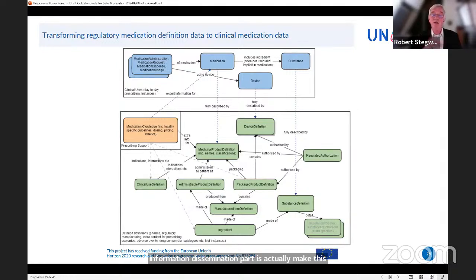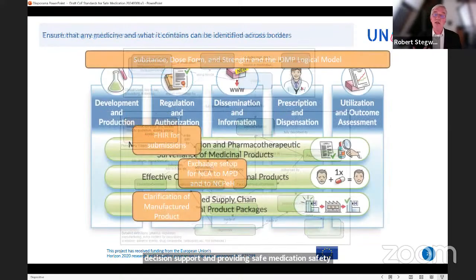And there's one shared resource on the upper left-hand side of the lower box, and that says medication knowledge. That's the medication knowledge that goes into clinical decision support systems. That's partly in the regulatory world, but is used in the clinical world as well, especially for decision support and providing safe medication safety. So that's the link there.